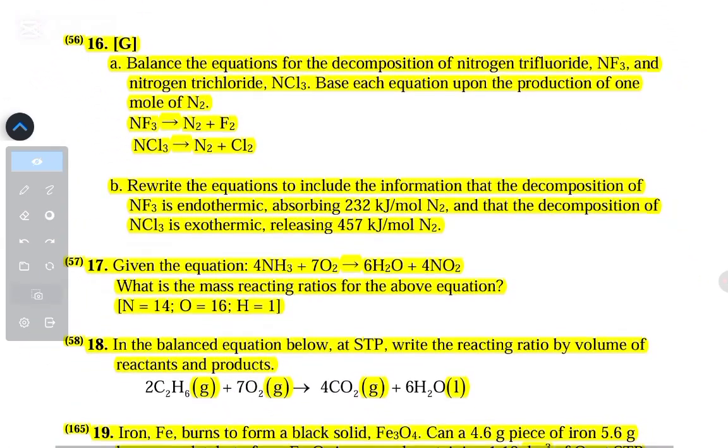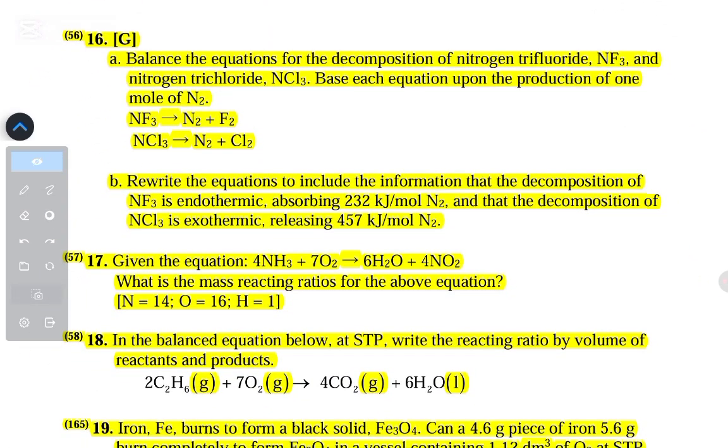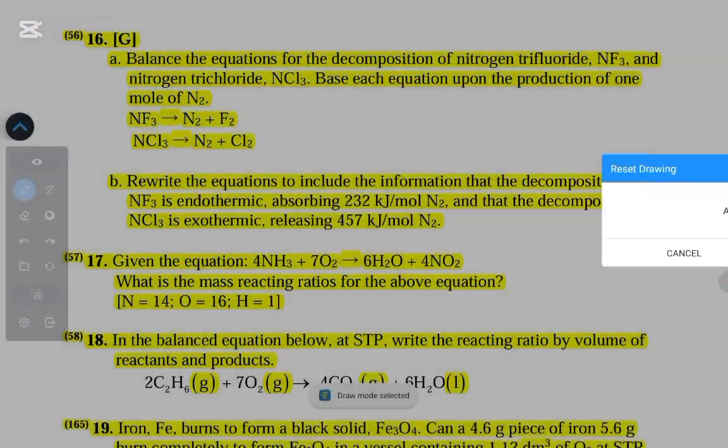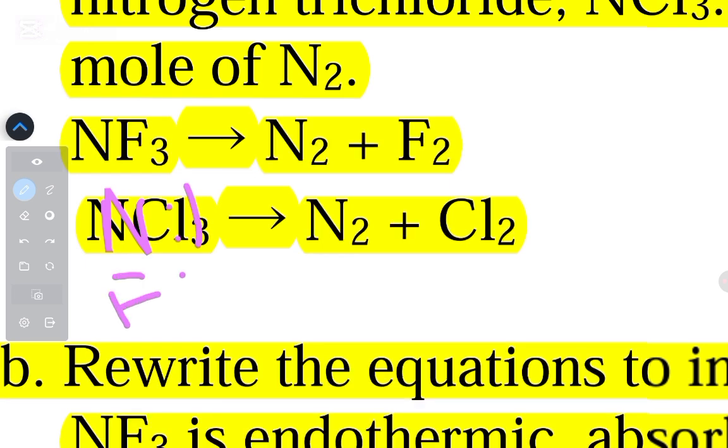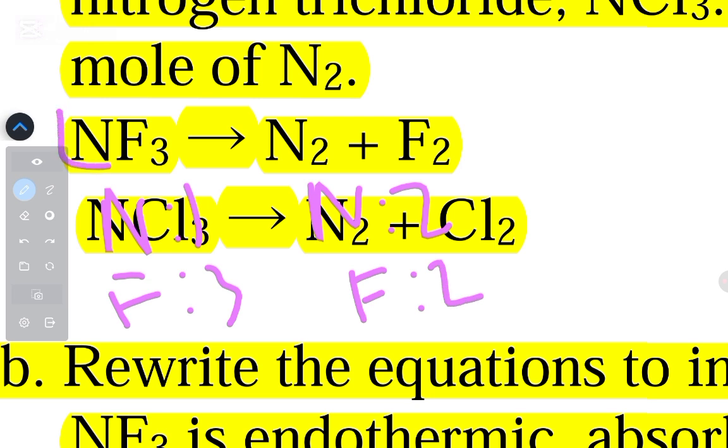Balance the equations for the decomposition of nitrogen fluoride, NF3, and nitrogen trichloride. I want to zoom in. We have N1, F3, N2, F2. All of them need to balance. If we multiply this by 2 over here, that will make N2 and F6. That way N is balanced, and for F, we just need to multiply this by 3 to make this also 6. So that's that: 2NF3 is equal to N2 plus 3F2.